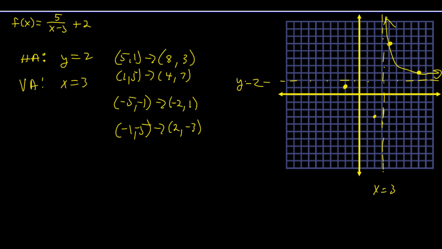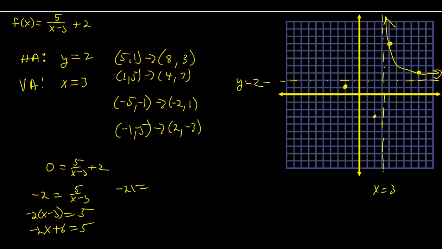Notice this time it's going to cross both the x and the y axis, so let's solve those. Crossing my x-axis where y is 0. So when y is 0, I've got 5 over x minus 3 plus 2. So that becomes -2 is equal to 5 over x minus 3. So -2 times x minus 3 equals 5. -2x plus 6 equals 5. -2x equals -1. So x is going to be 1/2. So 1/2 on the x-axis.